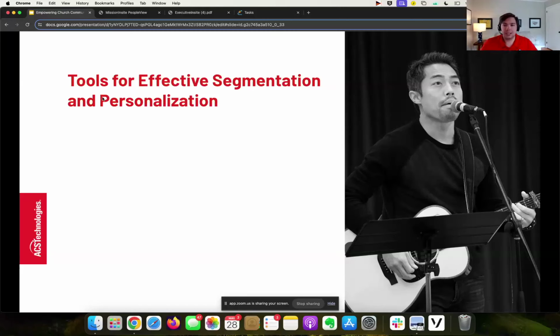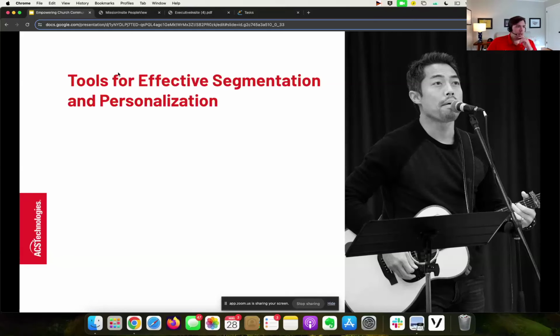Now, the question is, what about the method in which we communicate with them? So we know these folks like to receive text messages, or we know these folks like to receive emails. What do you use to communicate with those folks, and how does that further help you through the data that it can provide? For the majority of you, that's probably your church management system. ACS Technologies, I'm sure we've got a lot of folks in here that use Realm. And that's what I'm going to demo here today, and how you can use something like Realm.